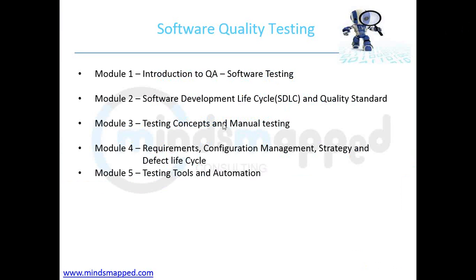The course is divided into 5 different modules, and it will run for around 50 hours, 5 weeks of classes on alternate days. In Module 1, we talk about the introduction to QA or software testing. What are the different terminologies used in software testing, like quality assurance, quality control, verification, validation, what is software testing, defects, project, products.